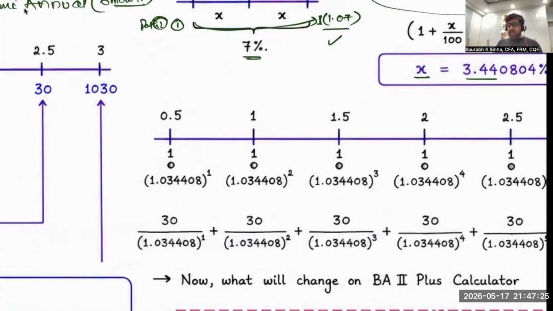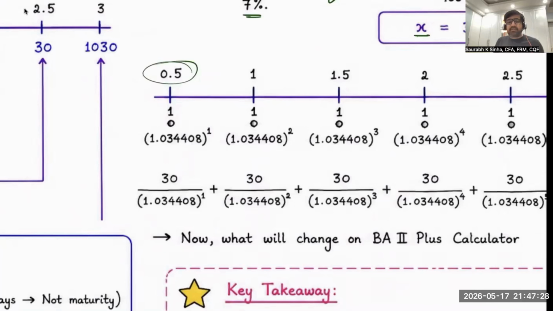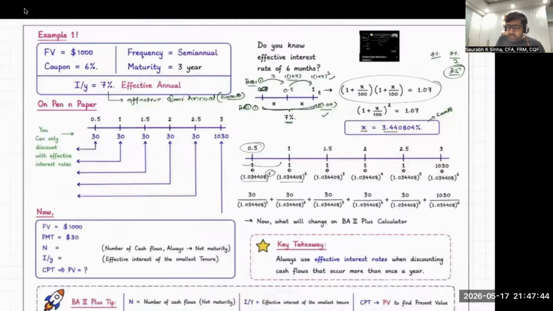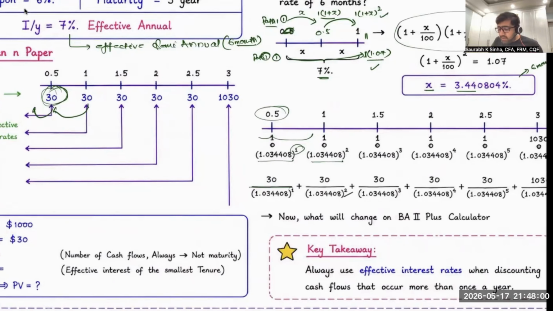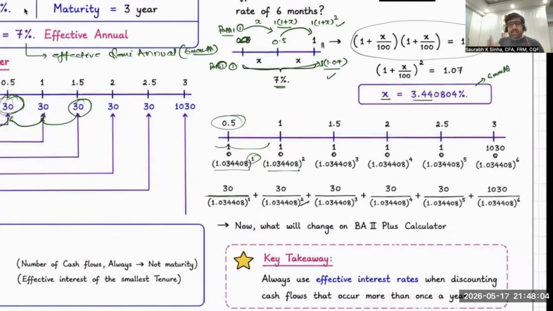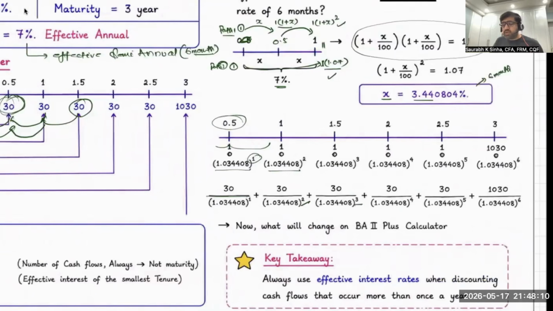So now what I'm doing, I need to discount the cash flow which is standing after 6 months at the interest rate of 3.4408 raised to the power 1, which is standing after 2 6-months at an interest rate of 3.4408 raised to the power 2, and so forth. So I will discount this 30 by 1.034408 raised to the power 1. I'll first discount this 30 with 1.034408 for 6 months, and then again I will discount to t equal to 0. So that's why raised to the power 2. I'll discount this 30 first for the 6 months, and then again for another 6 months, then again for another 6 months. That's why raised to the power 3, and so forth.